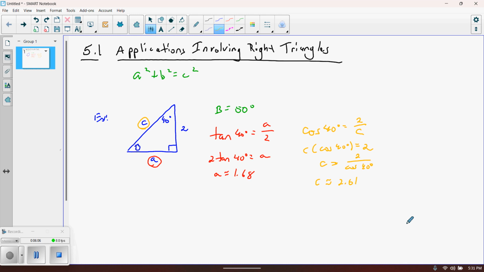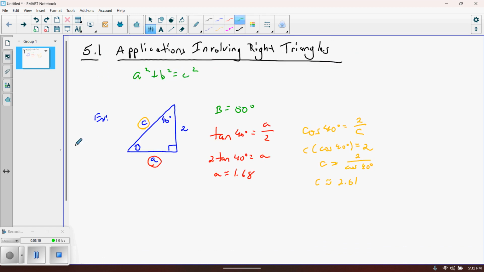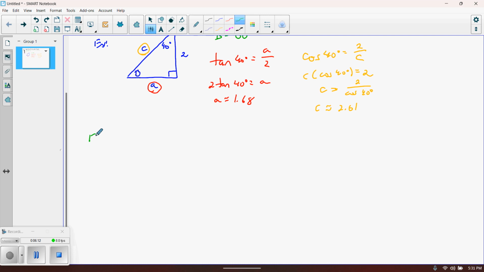All right, so let's do one more of those, and then we'll get into an application other than just a standard triangle. So let's say that we are given, again, a right triangle. This time we are given that one side is 2 and the other side is 3. We are missing the hypotenuse C, and we don't know either angle A or B.